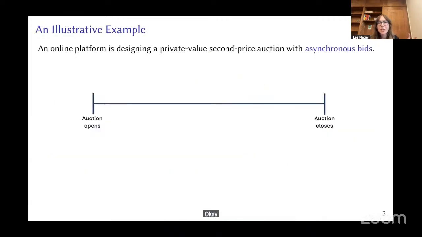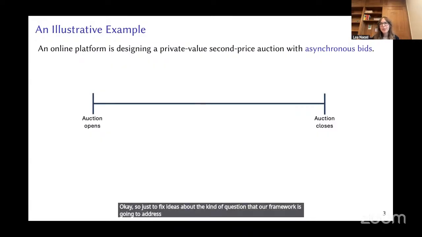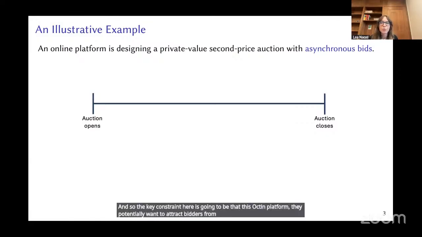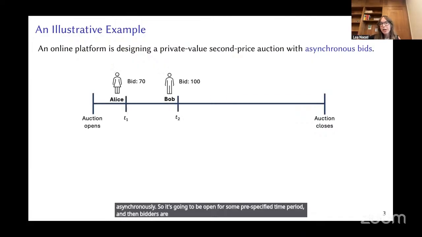Okay. So just to fix ideas about the kind of question that our framework is going to address, suppose that you're asked to advise an online auction platform, for example, eBay, to design a second price auction for a private value environment. And so the key constraint here is going to be that this auction platform potentially wants to attract bidders from different time zones who work at different times. And so this auction is going to have to take place asynchronously. So it's going to be open for some pre-specified time period, and then bidders are going to enter whenever it's most convenient for them and submit their bids.